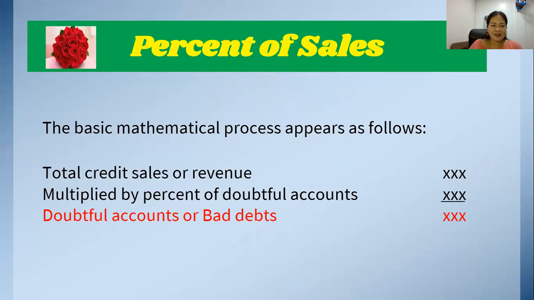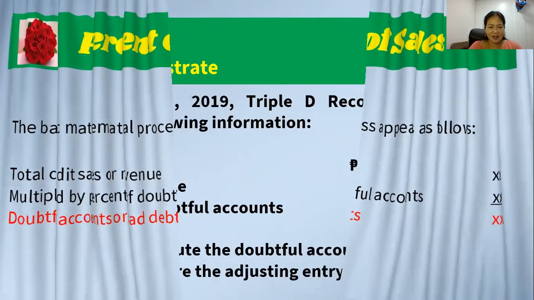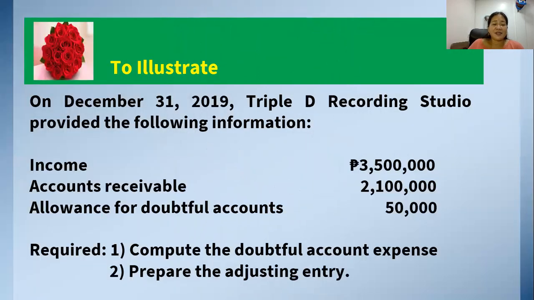Okay, percent of sales. The basic mathematical process appears as follows: total credit sales or revenue times percent of doubtful accounts. The result is doubtful accounts or bad debts. So for example, on December 31, 2019, Triple D Recording Studio provided the following information: income 35, accounts receivable 21, allowance for doubtful accounts 50,000. Compute the doubtful accounts expense and prepare the adjusting entries. So take note, we are using the percent of sales.